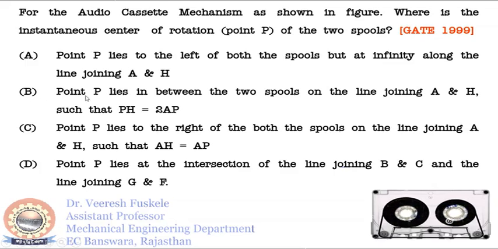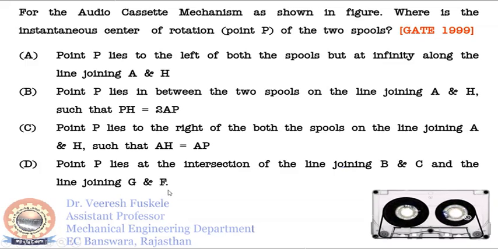Second option is P lies in between the two spools on the line joining A and H such that PH is equal to 2AP. Third, point P lies to the right of both the spools on the line joining A and H such that AH is equal to AP. And the last option is point P lies at the intersection of the line joining B and C and the line joining G and F.